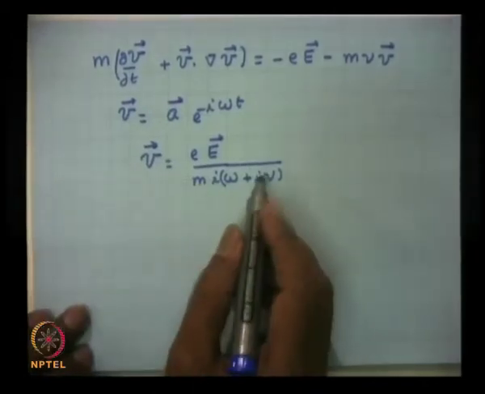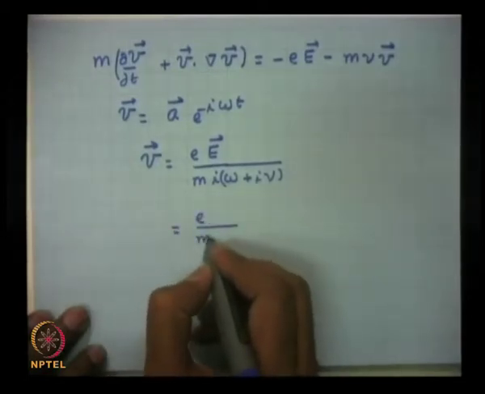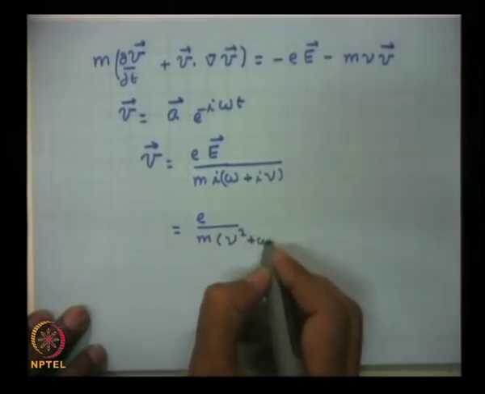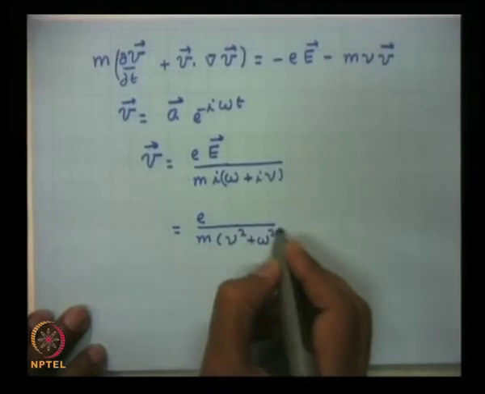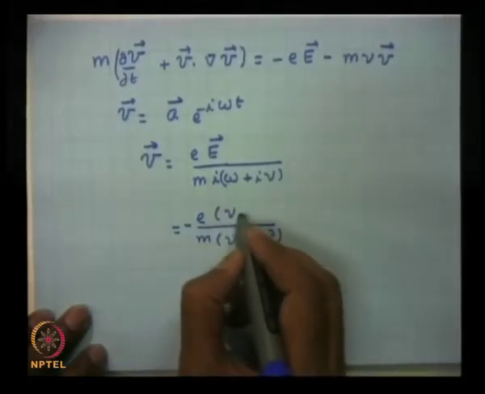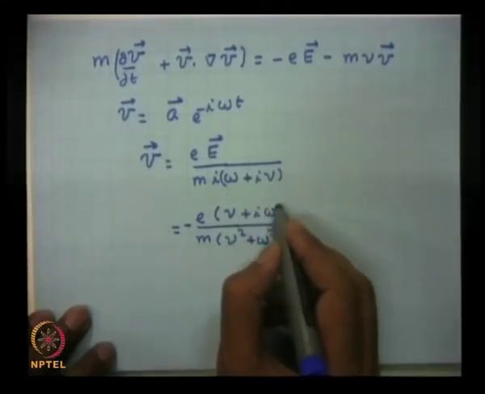I can write this in two parts. Rationalize this, it becomes E upon m, nu square plus omega square. Actually minus times will be here, and you will get nu plus I omega into E.